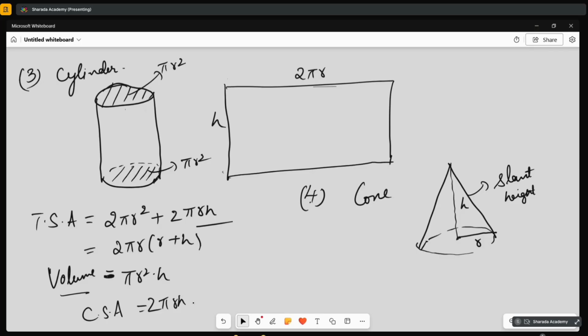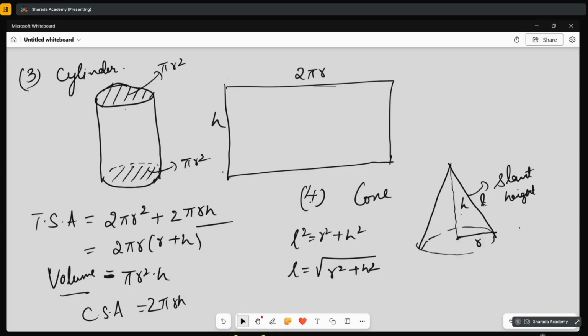Cone, what and all we see when you keep a cone. What will be its height? That is one. Another one is the slant height. The other one is the radius. Correct? So in the cone, we have the height, slant height, and the radius. What is the relation between all three? L square will be equal to r square plus h square, or L is equal to root of r square plus h square. By Pythagoras theorem, we will get that. That is, slant height will be equal to root of r square plus h square.